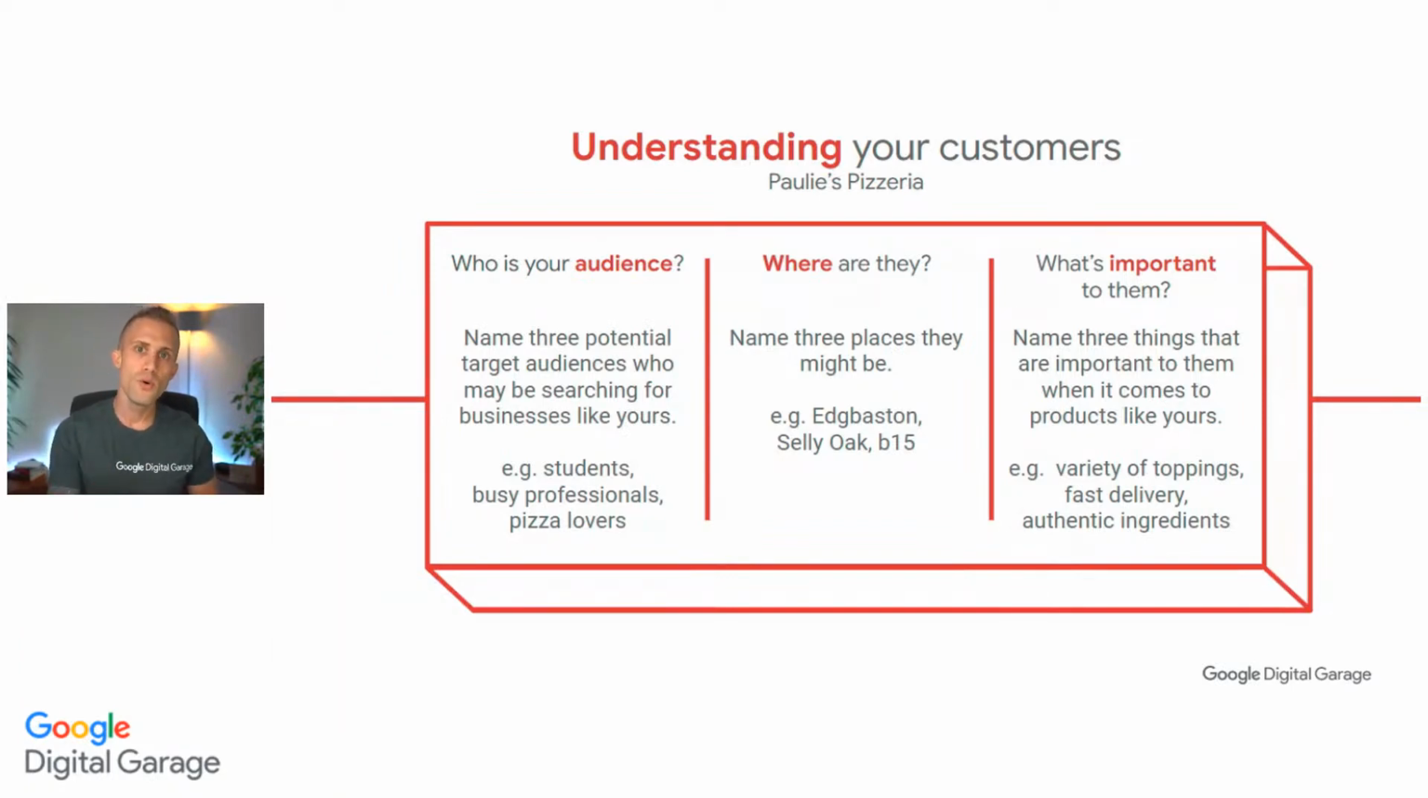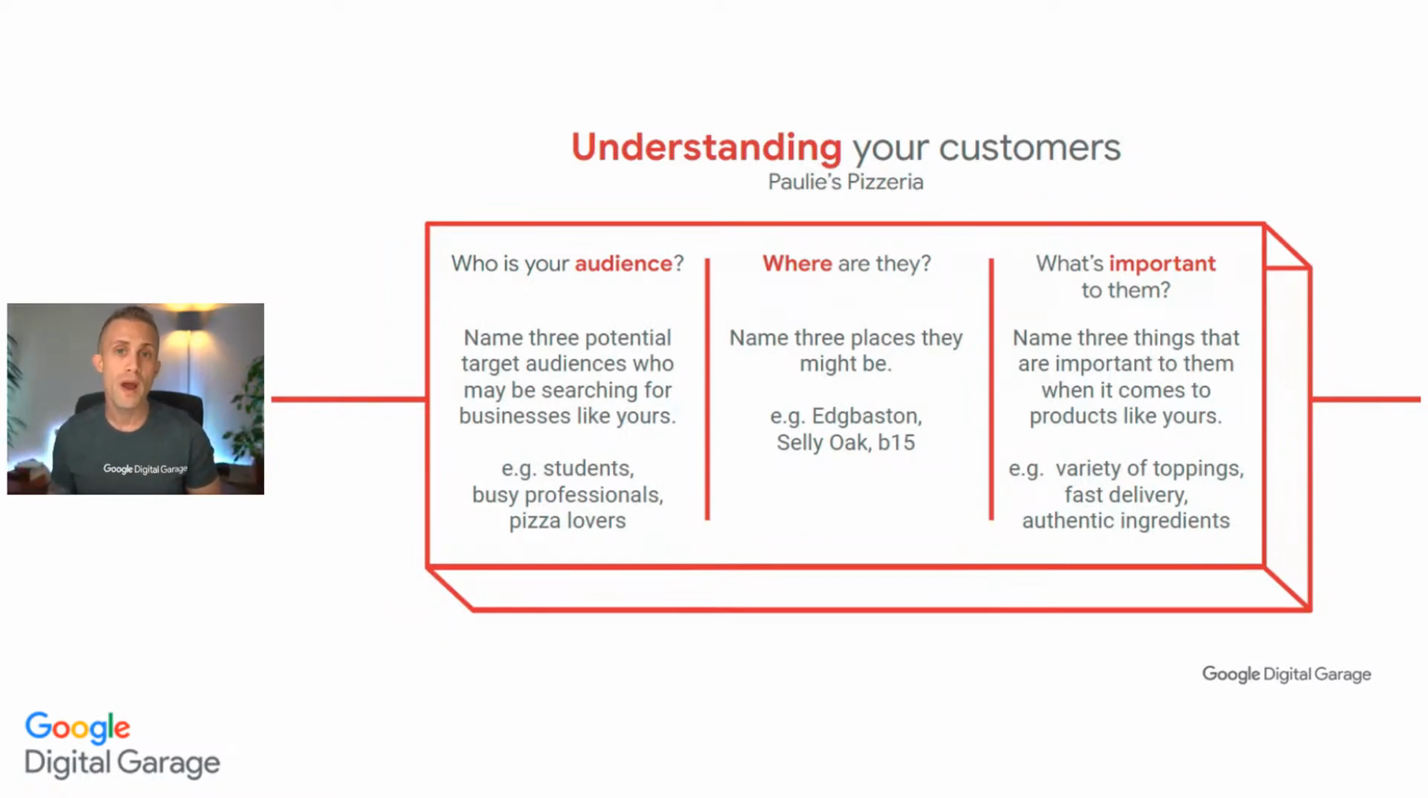But what I'd like you all to do right now is just take out a pen and pad, or feel free to share it within the chat. Myself and Mohammed would love to know, but name three target audiences who may be searching for a business like yours. And if you want to add it to the chat, just make sure you name what type of business you have and then the audience that might follow. Polaria's Pizza is students, busy professionals, and pizza lovers. Now, this is not expensive. It's starting at the basics.